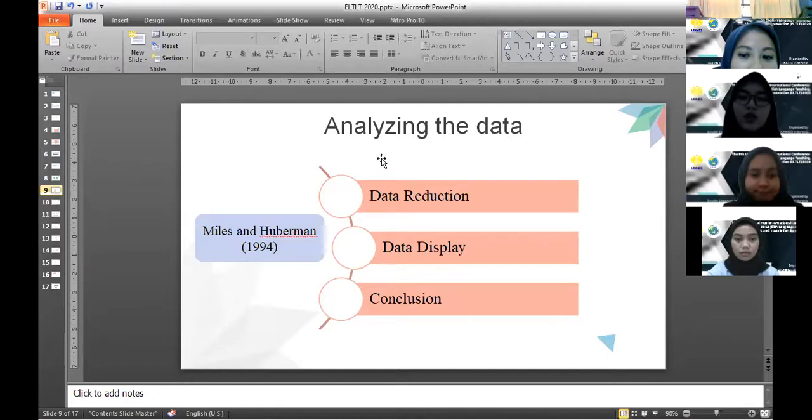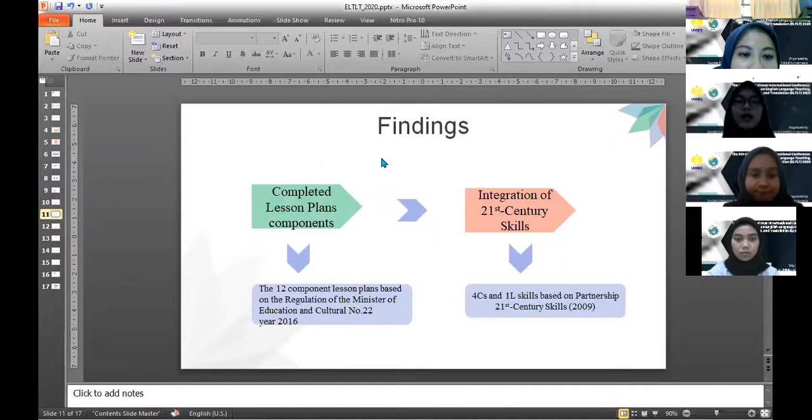And this is for the findings that completed from the completed lesson plan and integration of 21st century skills.